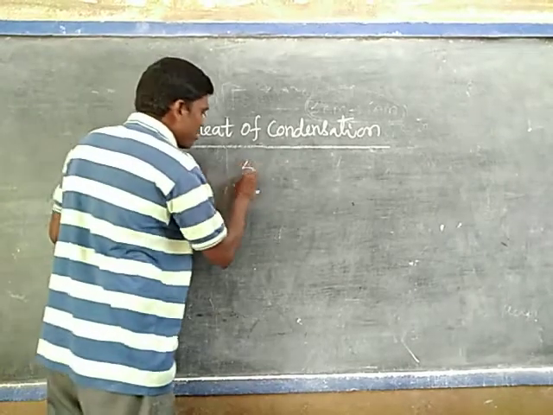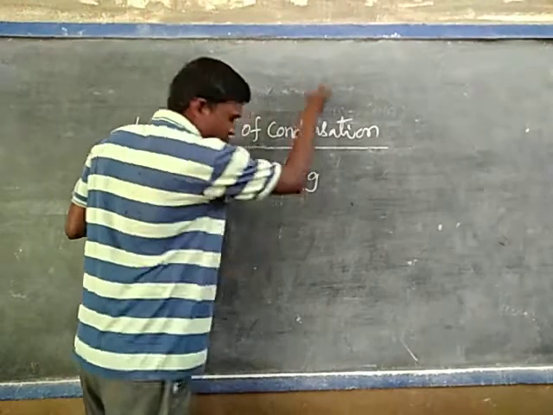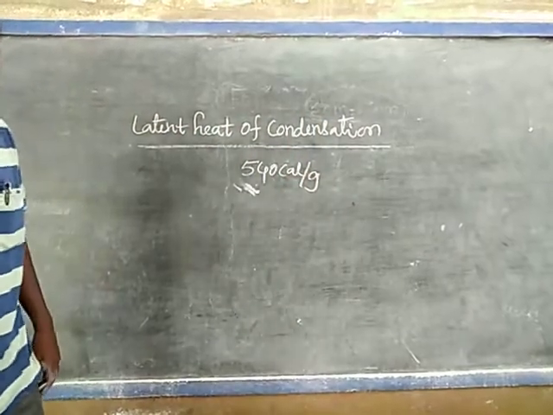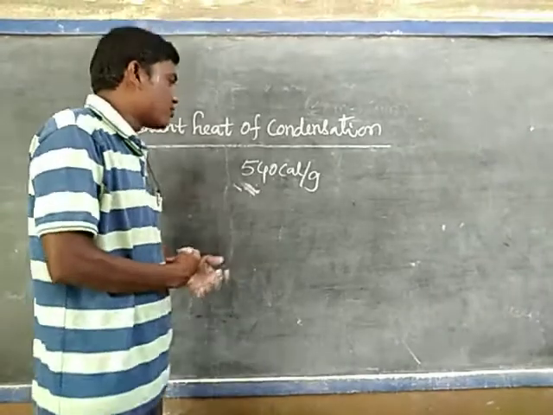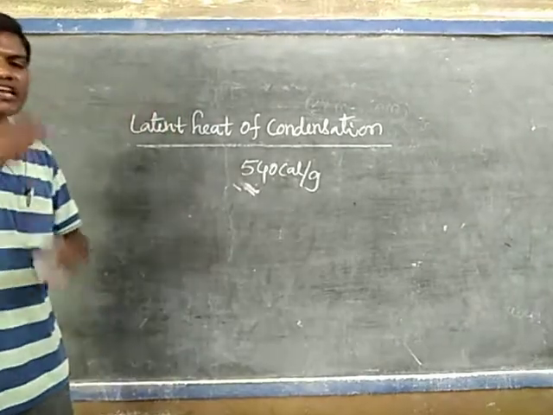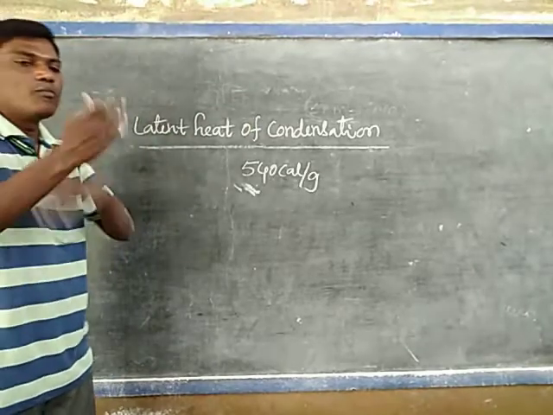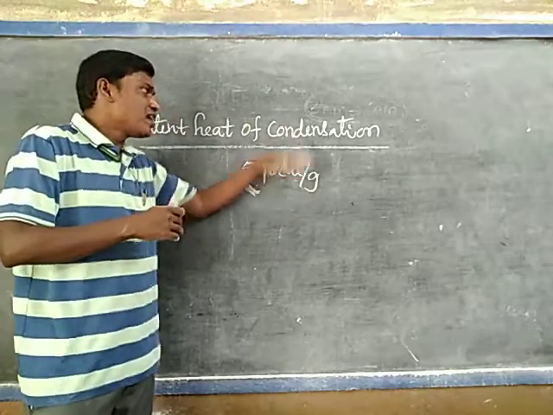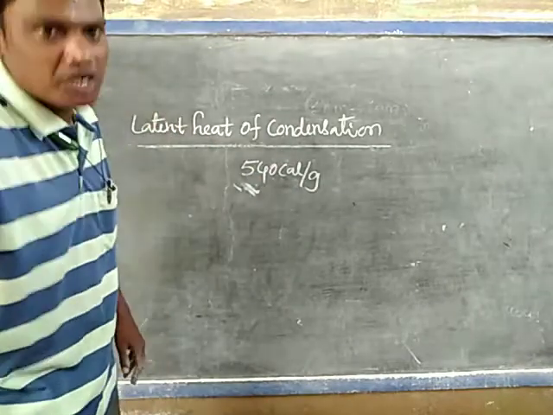What is that value? 540 calories per gram. In joules, 2268 joules per gram. That's why the latent heat of vaporization value and the latent heat of condensation value are both the same, because condensation is just the reverse of which process? Vaporization process.